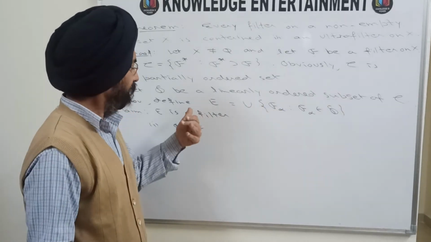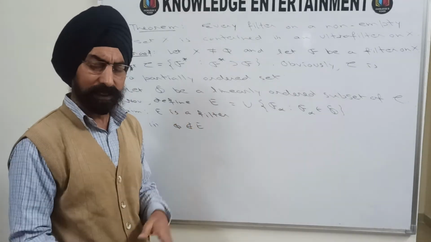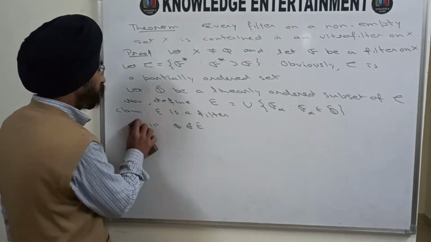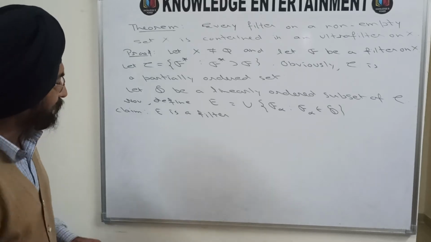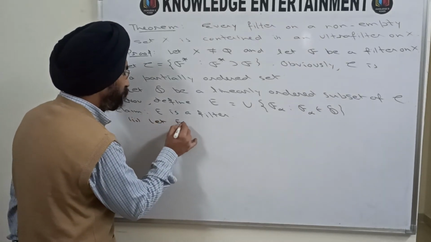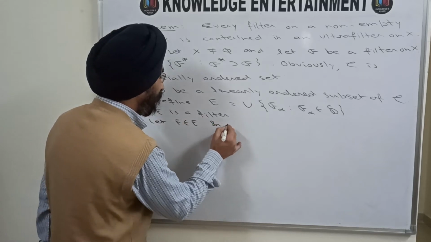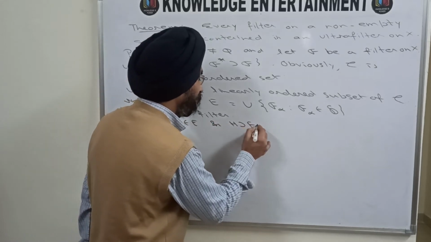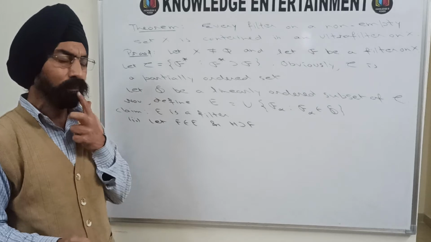So it is clear that phi is not a member of E. So the first condition is clear. Let's move on to the second, to prove that E is a filter. Secondly, let F belong to E and H contain F. We have to show that H also belongs to E.